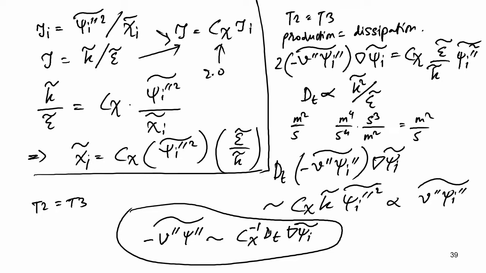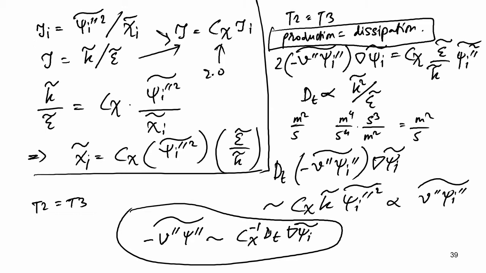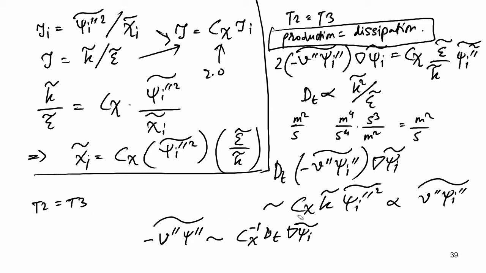Why is it? What is the basic core assumption? The more basic core assumption is that we have equated production equal to dissipation. Okay. That is, we have said that T2 is equal to T3, and that is why we can have this gradient transport assumption. But the problem is that we have totally neglected this term T4, right, which is the covariance of the reactive scalar with the chemical source term. Now, when you have reactions, you cannot neglect these terms, but when you do not have reactions, you see that the gradient transport assumption holds pretty well.